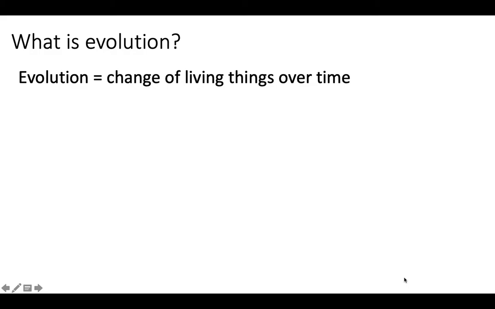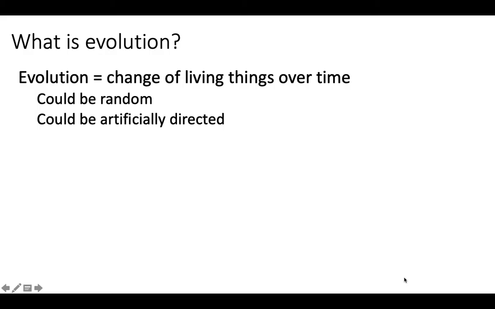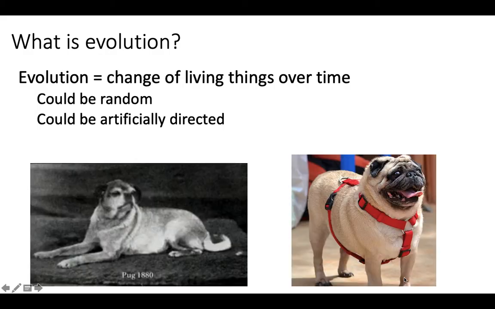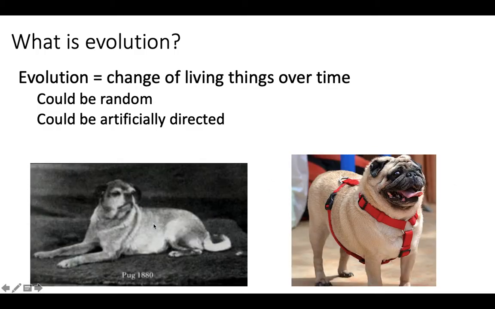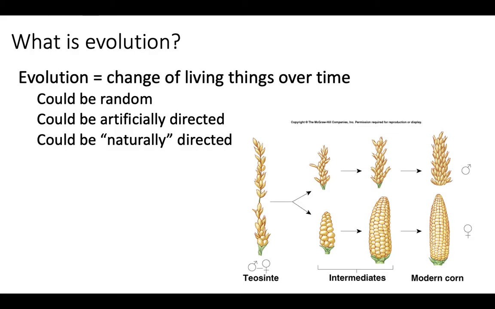And that can happen in a variety of ways. This could happen randomly. It could be happening artificially directed. And what I mean by that is directed by humans, whether it's dog breeders selecting for certain traits in breeds over time, or farmers selecting for higher crop yields in their corn or their vegetables or whatever over time. These are examples of artificial selection, where deciding which organisms live and mate with one another is done by humans. It's artificially selected. It could also be naturally selected.